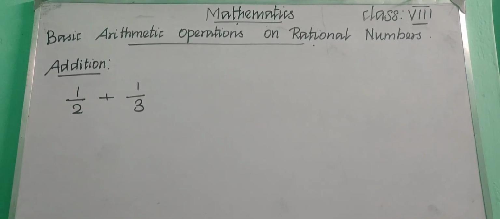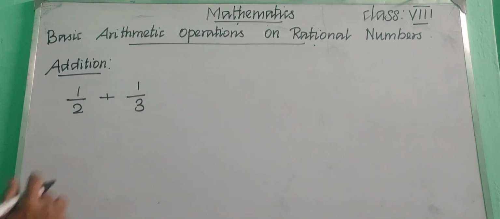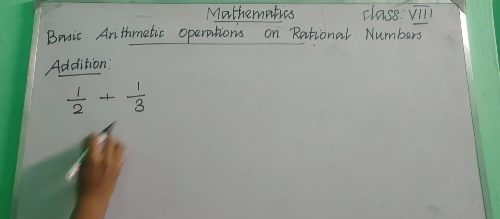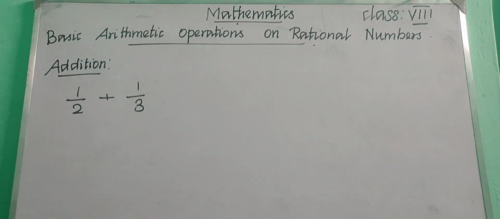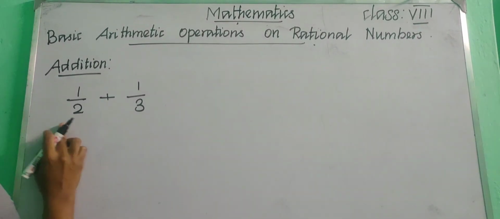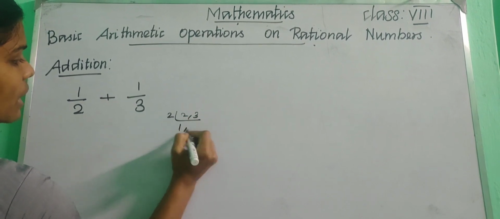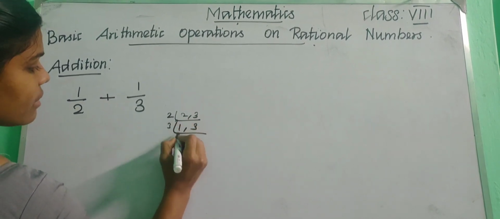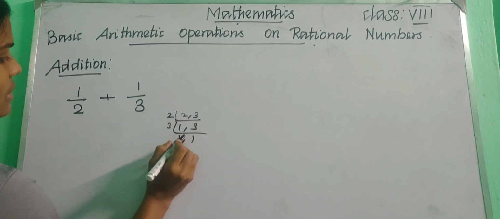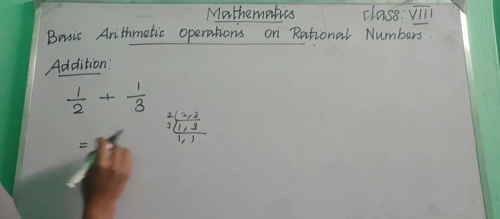So, again we are having two rational numbers, but we are having different denominators. So, we can solve this by using LCM method or else cross multiplication method. Okay, children. So, let us do by LCM method. What is the LCM of 2, 3? So 2, 1 and here 3 and again 3, 1 and 1. So LCM is 6.